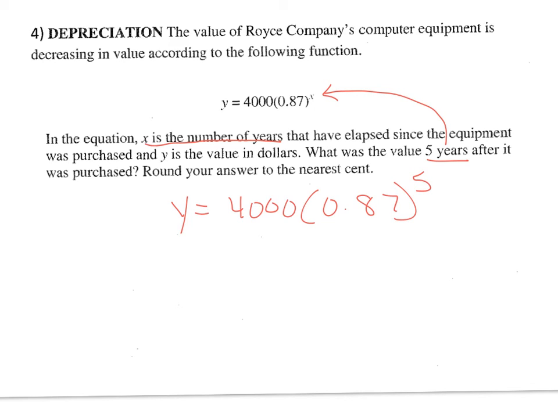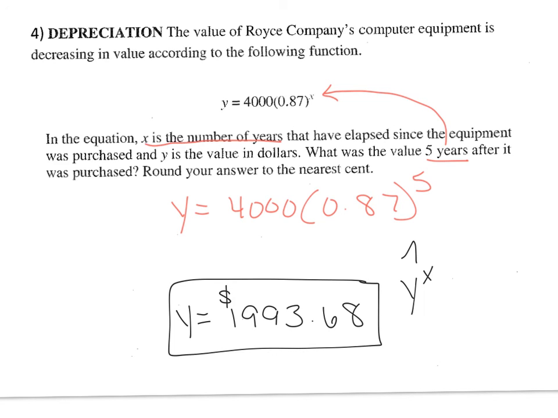Now, for most of you, you've got your calculator. I want you to type in 4,000, do your parenthesis, 0.87, and then do your exponent. So you'll either have to do your caret, or that y to the x button. Look for one of those two buttons and then put 5 up there. When you do it, you should end up with $1,993.68 rounded off correctly. So double check that you can get that into your calculator, and if you can, you're good. If not, talk to me tomorrow so we can figure out what you're doing wrong.